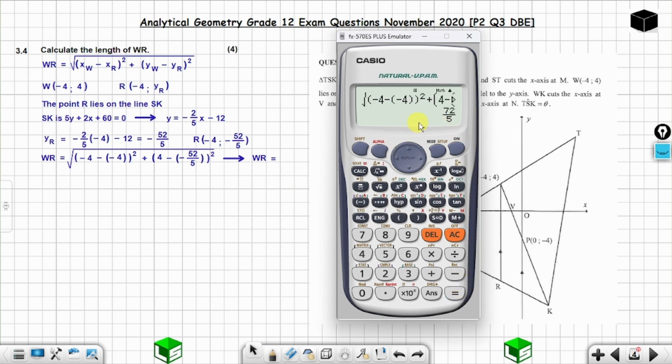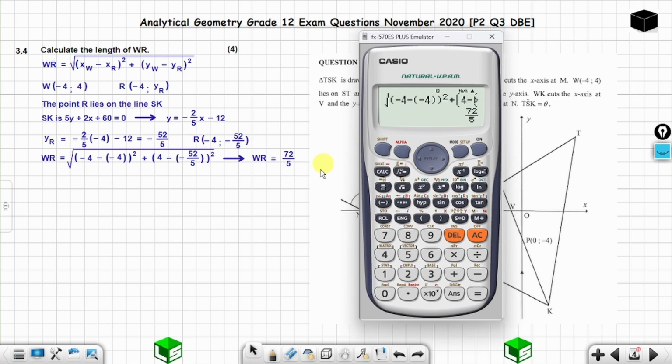You are going to have 72/5. Or you can write your answer like this. Can you see? 72 divided by 5. 5 goes into 72 14 times. 5 times 14 is 70. 72 minus 70, you're going to have 2 over 5. You can give your answer like this or like this.